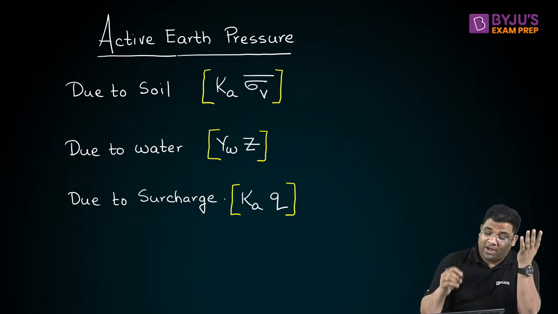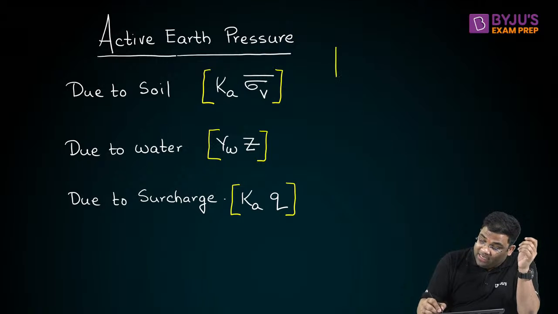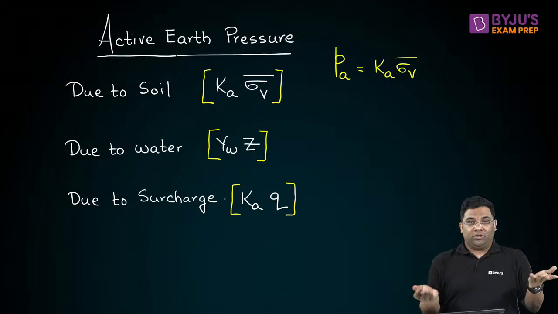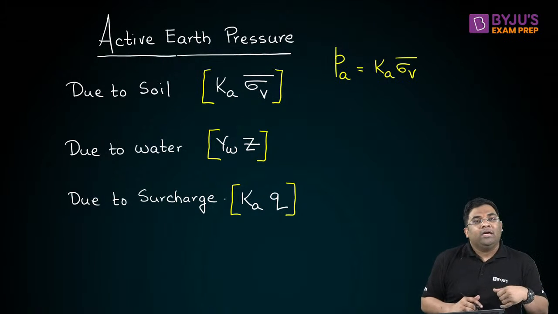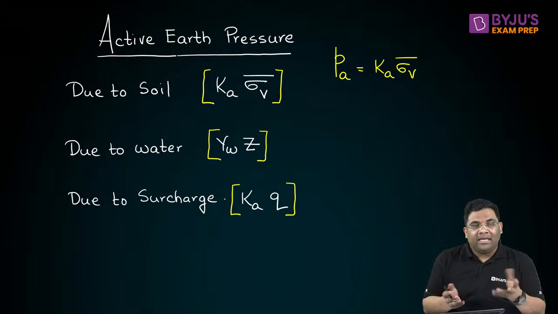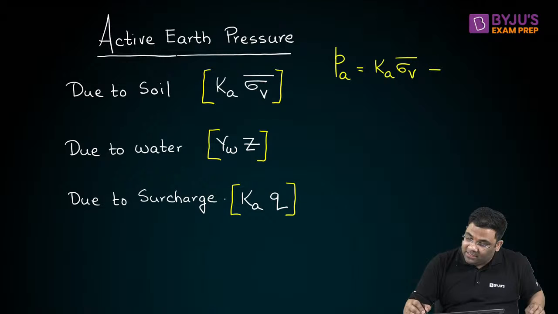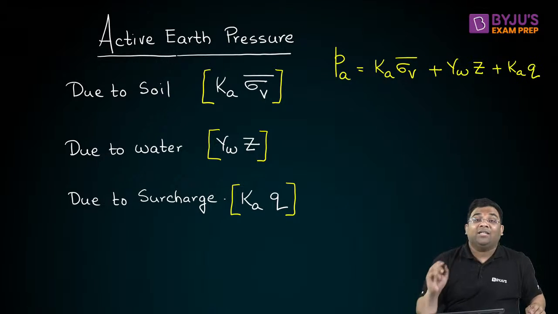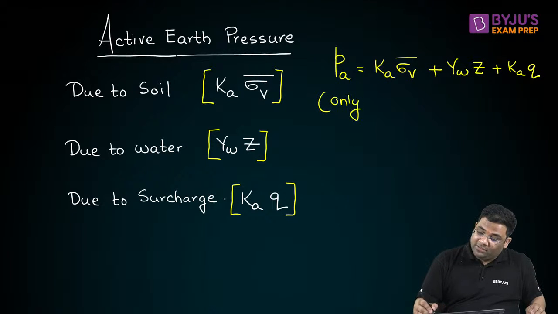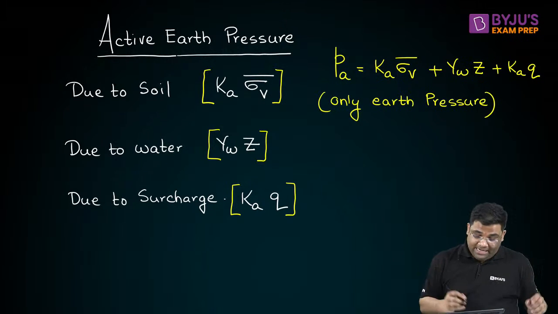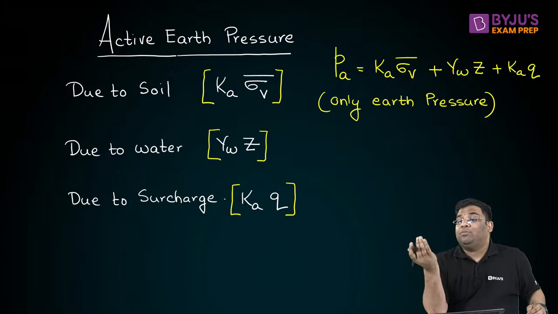And if they ask you to find, at a particular depth, only the earth pressure, what do you do? See, that was the active force. If they ask you force, then you find the distributions and take the area. If they ask you only pressure, just add the pressures: due to soil, plus gamma W into Z, plus Ka into Q. There are two things: one is earth pressure, another is earth pressure force. If they ask you only earth pressure, do this. If they ask you force, then draw the distribution and take the area.